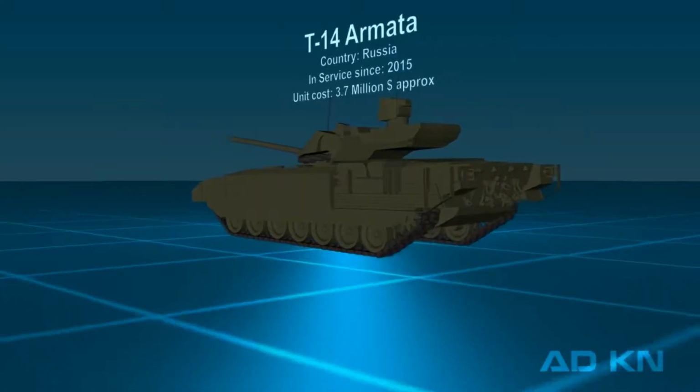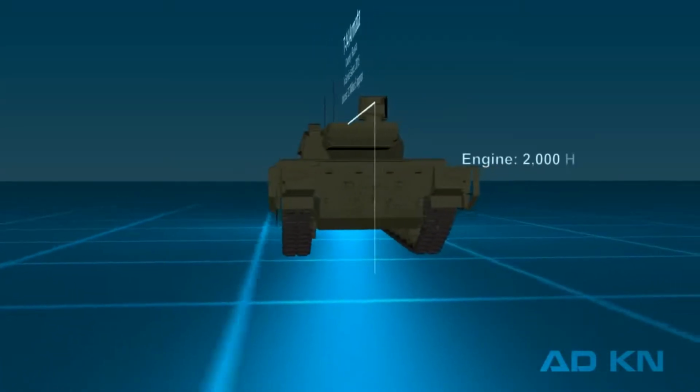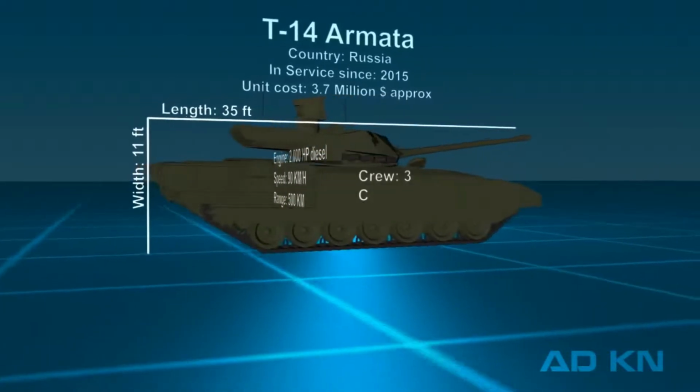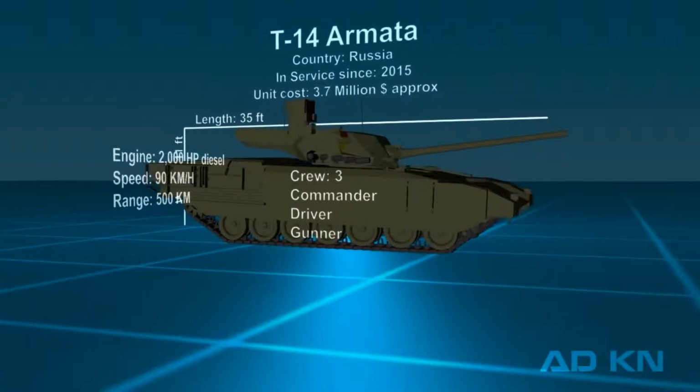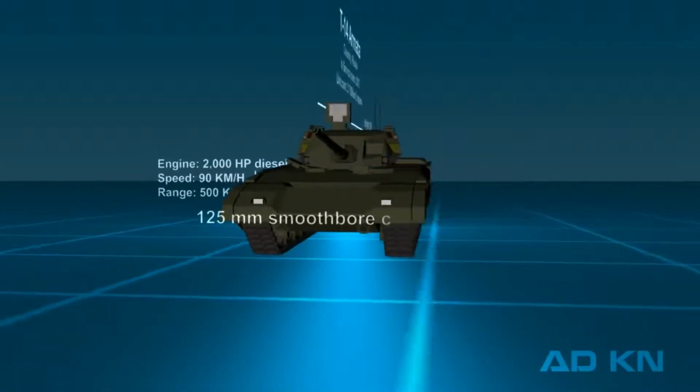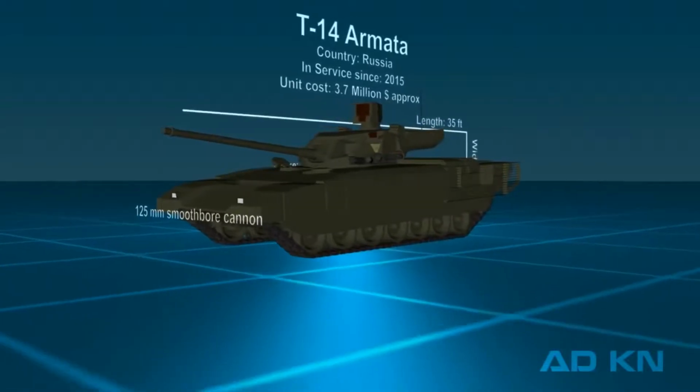The T-14 Armata is a new next-generation Russian main battle tank. It features completely new, stronger and lighter armor than its predecessor T-90. It's already in production with an order of 2,300 tanks until the year 2020.